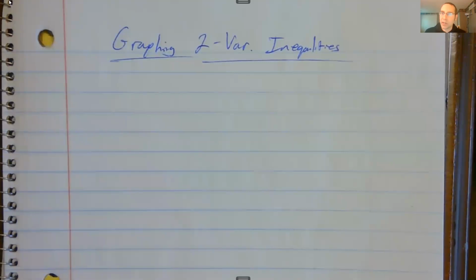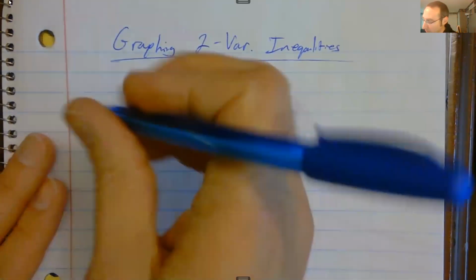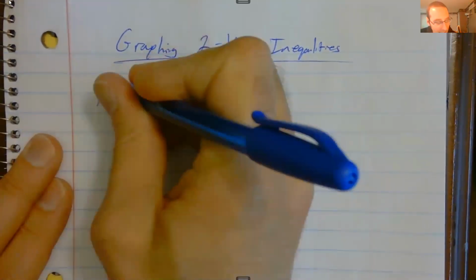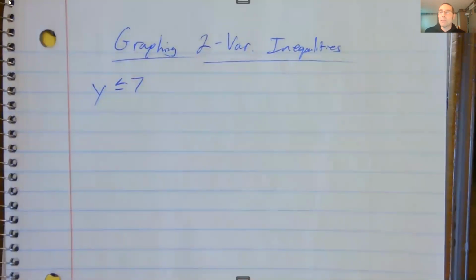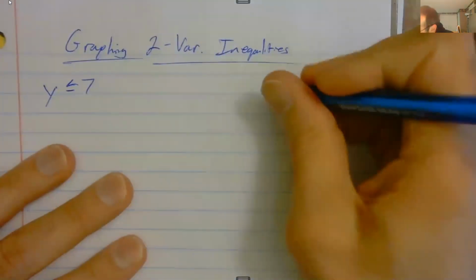And I know I just said two variable inequalities, but I'm going to start off with a very simple inequality that looks like it only has one variable in it. And this is y is less than or equal to 7. Now, we've seen things like that, but usually it's got an x in it, and we just graphed it on a number line. But this is something that we're going to graph in the xy plane.